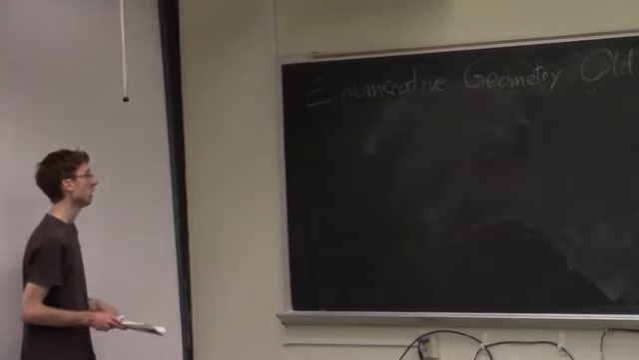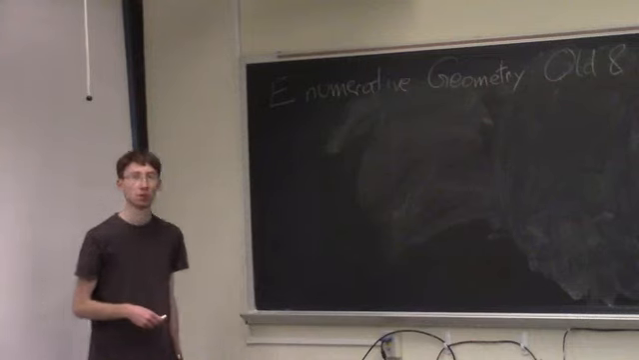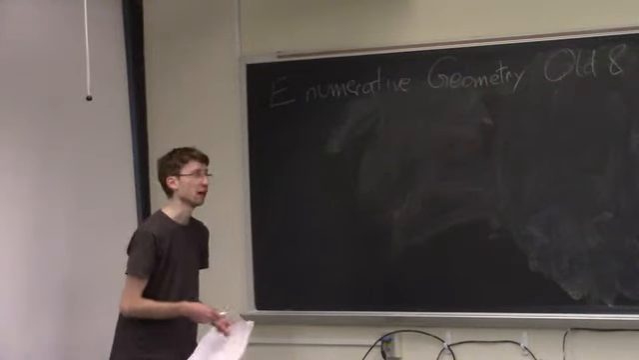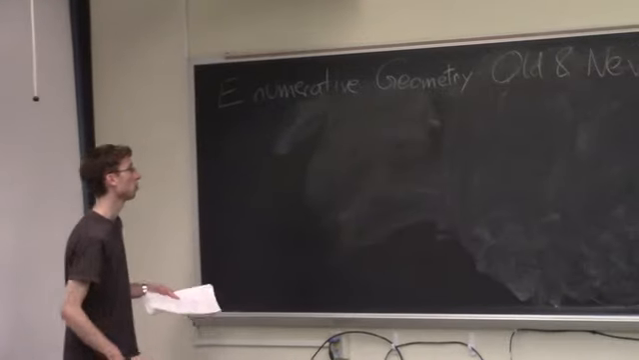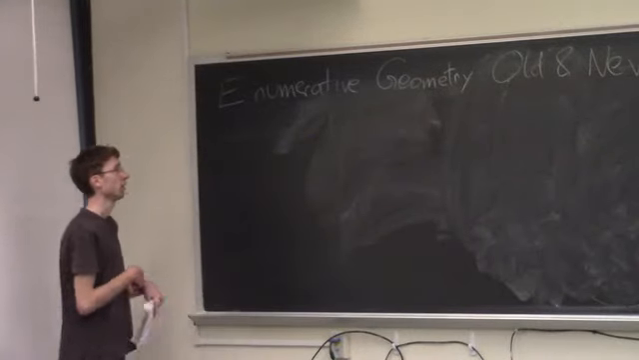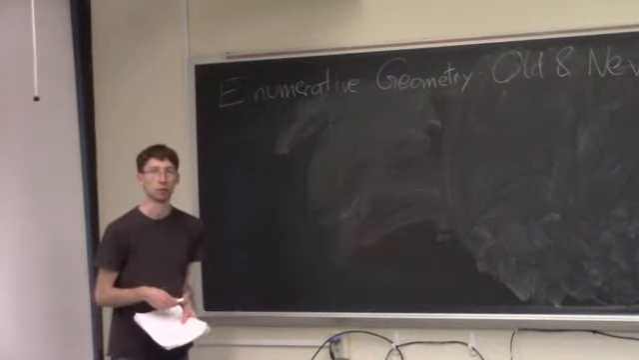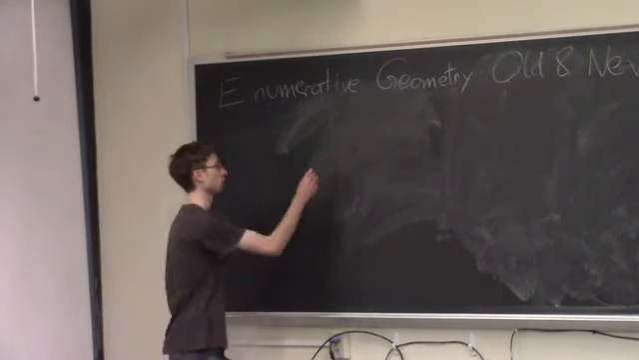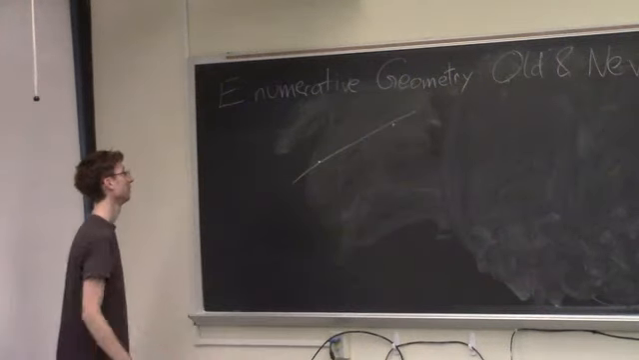Today I want to talk about enumerative geometry, which is about counting the number of geometric objects. For example, the most elementary enumerative problem is actually the first of Euclid's postulates, which just says if you have 2 points in the plane, there's one line through them.